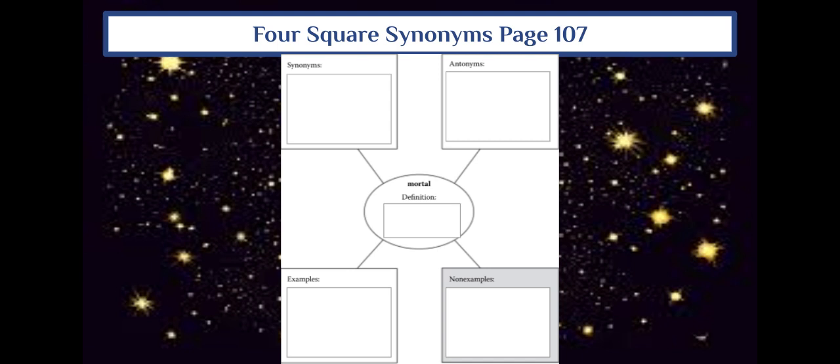In Unit 2, we introduced antonyms or opposites. We used the word fragile and talked about antonyms such as unbreakable and sturdy.